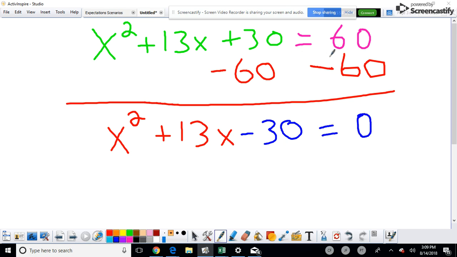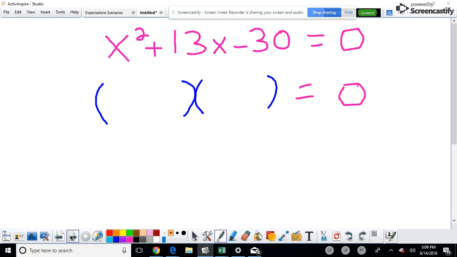A couple of things. When you subtract 60 on both sides, you can only combine it with its like term, and your only like term here is 30 and 60. You can't put the 60 under the 13 and subtract it because the 13 has an x. So now we've got x squared plus 13x minus 30 equals 0. Now we are ready to factor it.